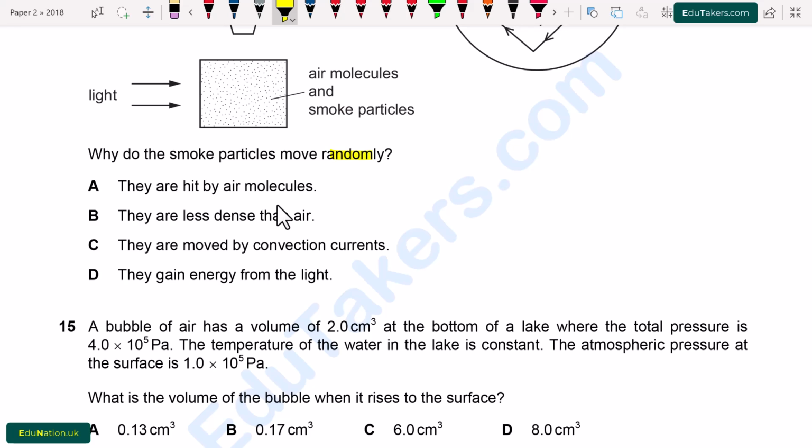Option A, they are hit by the air molecules. B, they are less dense than the air. C, they are moved by the convection currents. D, they gain energy from the light. So the smoke particles move randomly because they are hit by the air molecules. So option A is correct.